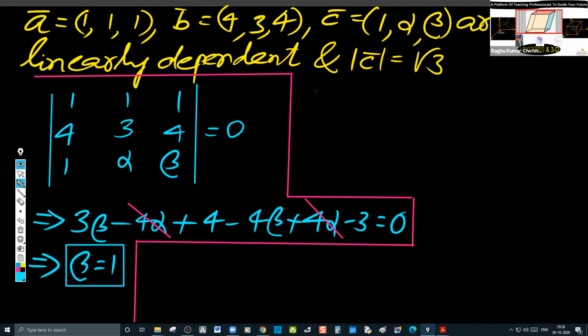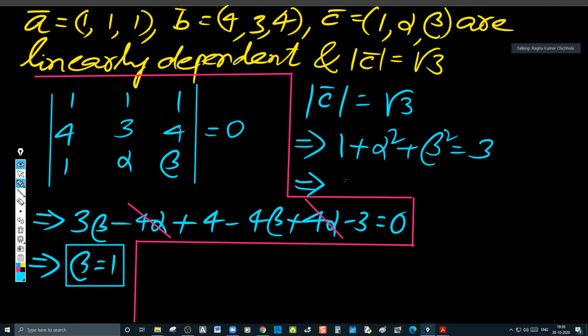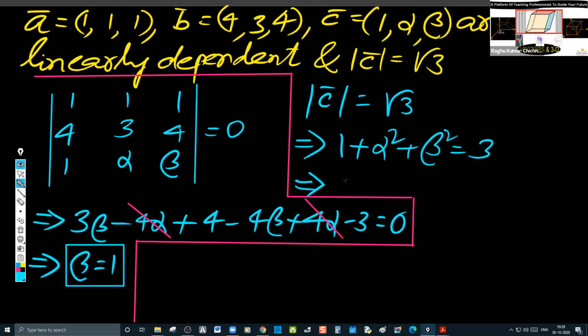From this one, I'd like to write mod C bar. What is C bar here? 1, alpha, beta. Tell me the modulus of it. 1 square plus alpha square plus beta square is equal to 3, squaring on both sides. But what is the beta value, please? 1. So 1 plus alpha square plus 1 is equal to 3, which implies alpha is equal to plus or minus 1. So you've got both the values now.